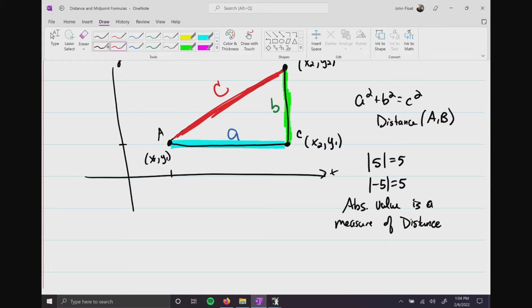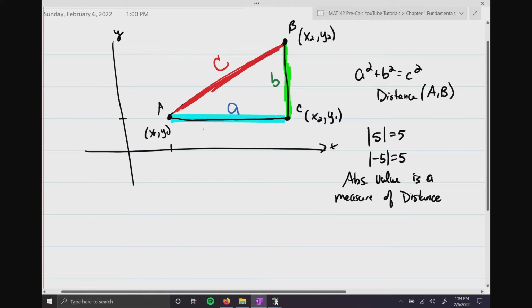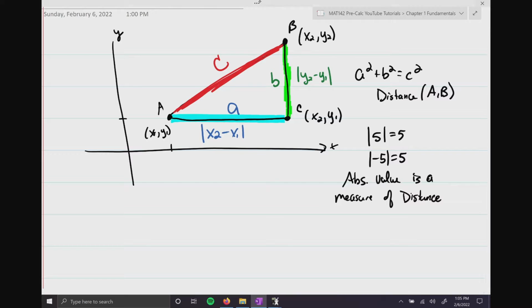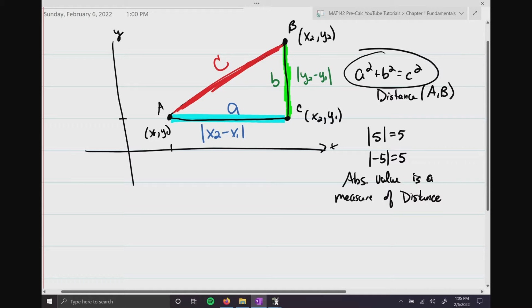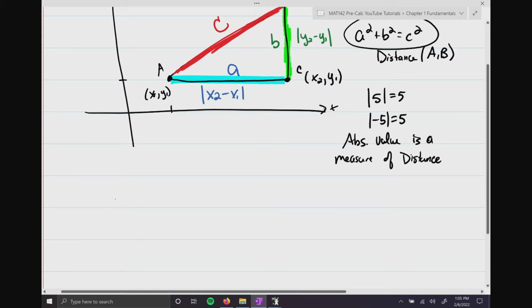So in blue, what I'm going to write here is this distance we know is going to be x2 minus x1 and its absolute value, because that is the distance. Now, in green, we're going to do the distance between B and C. So this will be the absolute value of y2 minus y1. And we can take those values and substitute them into a squared plus b squared equals c squared.